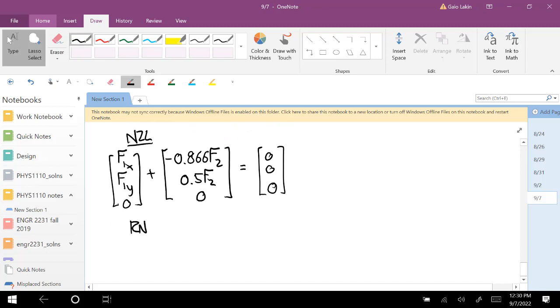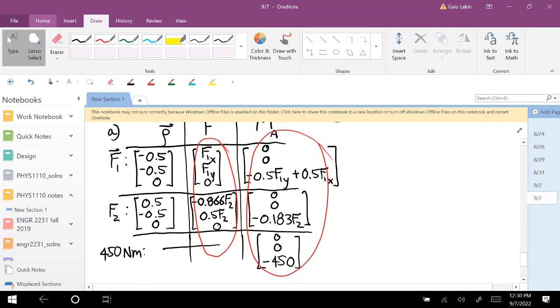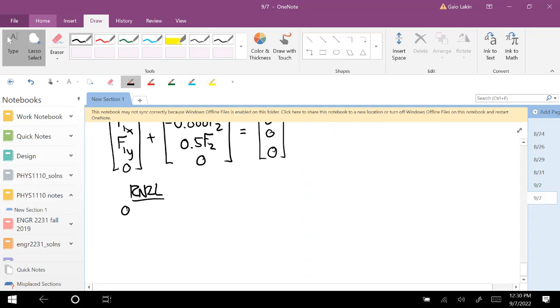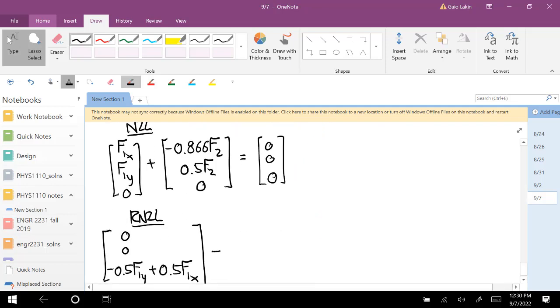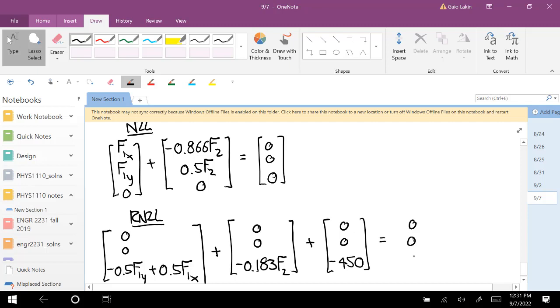The moment equation, rotational Newton's second law, says 0, 0, negative 0.5 F1y plus 0.5 F1x, plus 0, 0, negative 0.183 F2, plus 0, 0, negative 450 is equal to zeros.